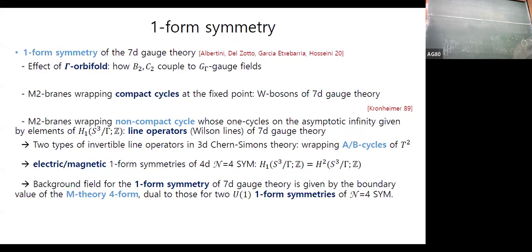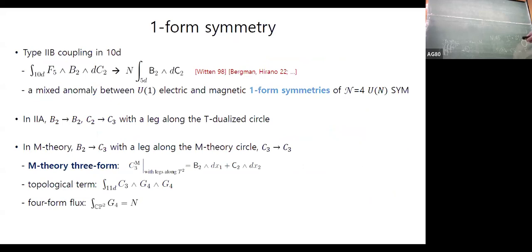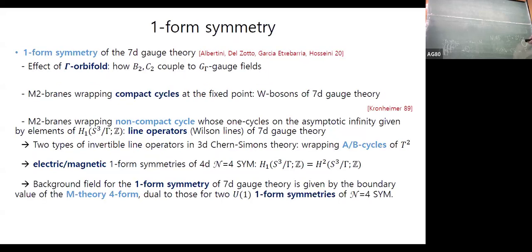And you can consider two types of line operators in 3D Chern-Simons theory, basically wrapping A cycle and B cycle on T2. And these A and B cycle Wilson lines will be dual to electric and magnetic one-form symmetries of N equals 4 super Yang-Mills. So this background field for one-form symmetry of 7D gauge theory will be given by the boundary value of this M theory 3-form, and that is dual to the U(1) one-form symmetries of N equals 4 super Yang-Mills.